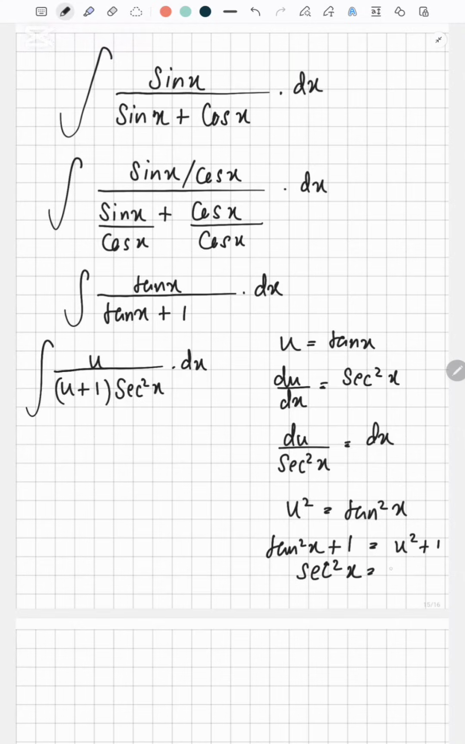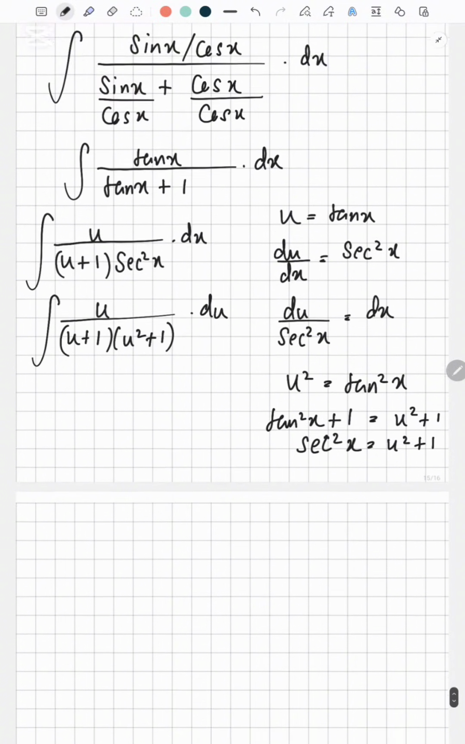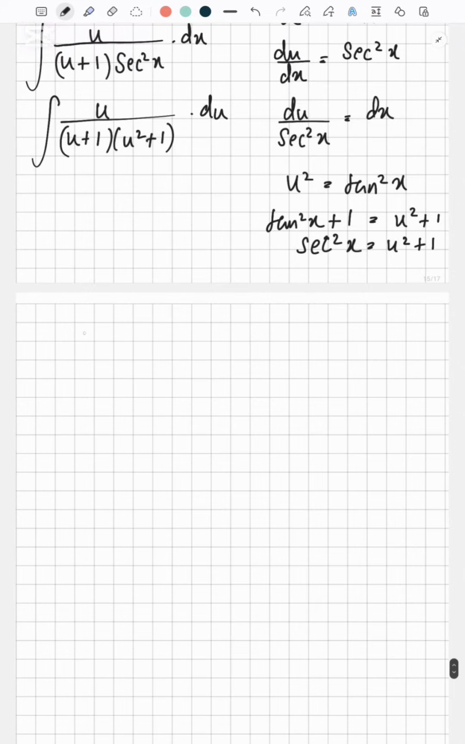By mistake we erased it. Okay, so you can write that down now. So we have the integral of u over u plus 1 times u squared plus 1 du. Okay, let me take this on to the next page. So now you have a fraction with algebraic terms. This is easy, but first we need to do partial fractions, right? We need to break this down.